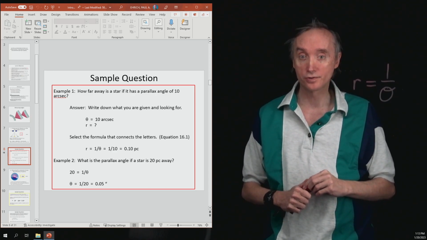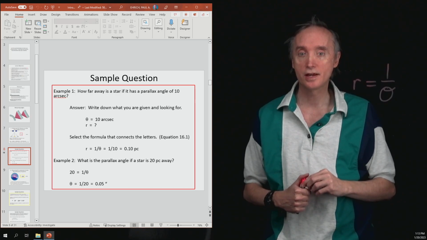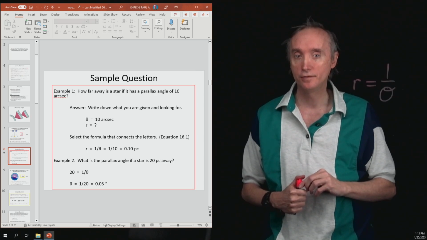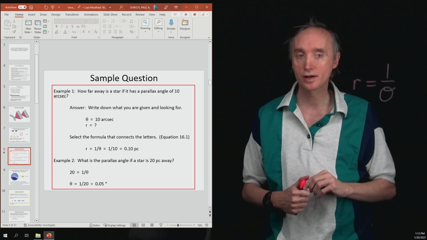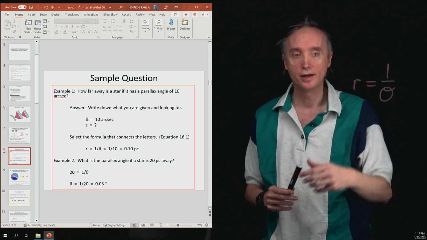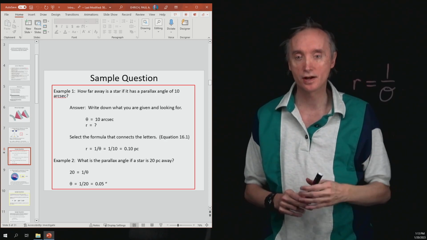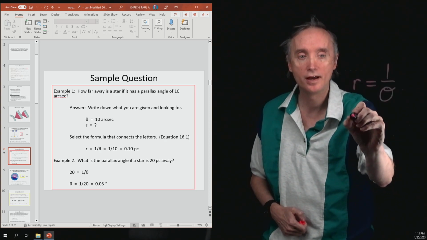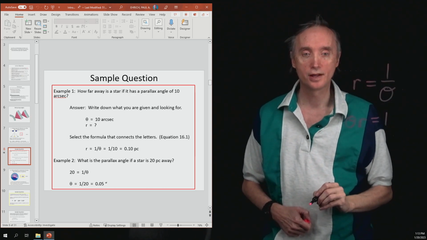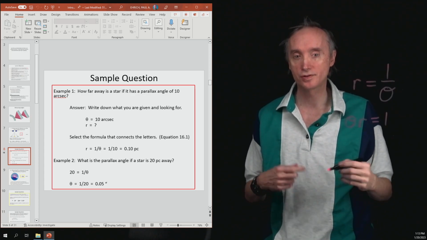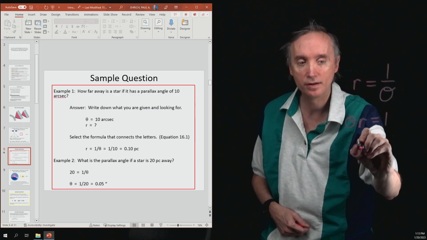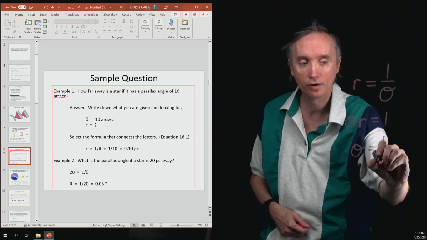Now we could go backwards as well. So in example number 2, what is the angle, what's the parallax angle, if a star is 20 parsecs away? And so let's say, here's our working formula, and let's go ahead and multiply both sides by theta. So then what you'd have would be theta r is equal to 1. Well, that's still no good. So what we need for it to say is theta. So now we're going to divide both sides by r. So that means that theta is equal to 1 over r.